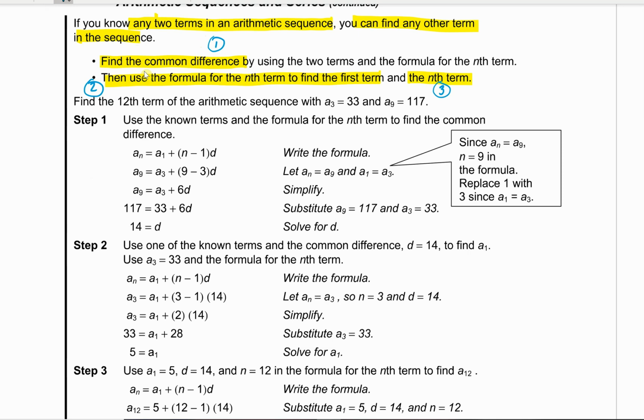So if you look at this example here, step 1, find the 12th term of the sequence where a3 is 33 and a9 is 117.